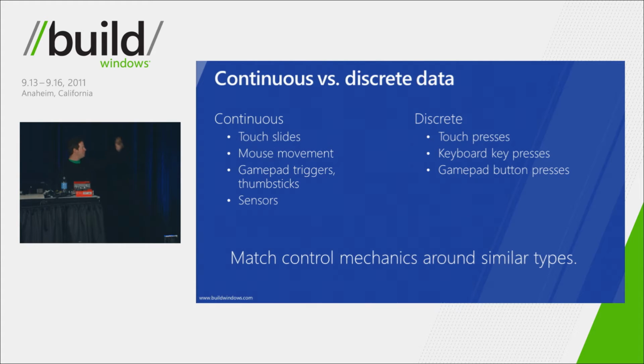I think this is interesting to talk about from a how-do-I-put-this-all-together perspective, because you want to match control mechanics across similar types. In your game, you're going to want to match touch slides to mouse movement or to sensors. But where you're using key presses or gamepad buttons, you'll want to map those across those other types. When you do this, it makes it very easy to support lots of different controls at the same time.